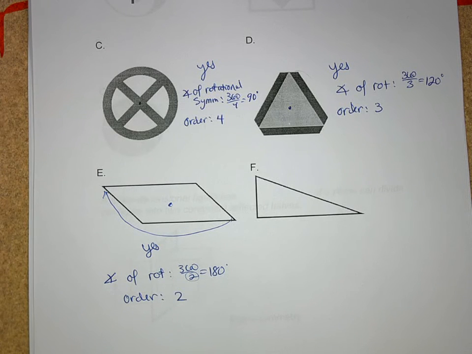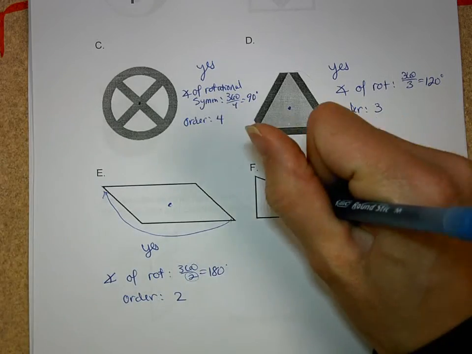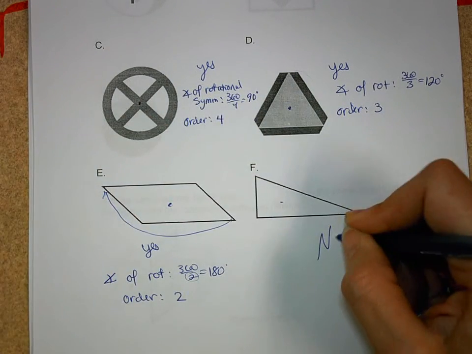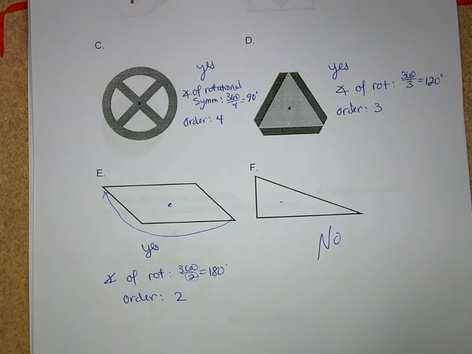The next one, the scalene triangle, has popped up again. No, it doesn't have line symmetry. Can I put a point in there? Can I turn it onto itself? No. So this one doesn't have either line or rotational symmetry, so that would be no as well. All right, we will stop right here and then we'll do the next page together.